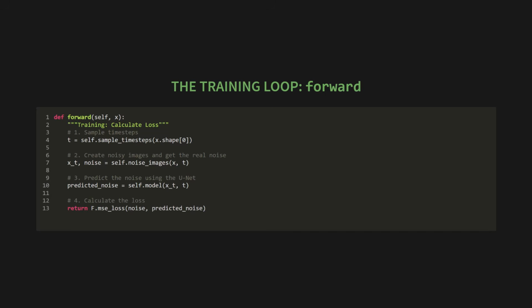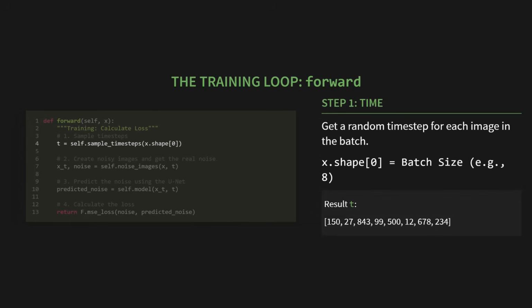Okay, let's look at those 4 magical lines. This is the forward method, the heart of our training. Here's the entire thing. Def forward, self, x. 4 simple lines. Let's break it down, one by one. Step 1, time. The first line is t equals self.sample time steps of x.shape at index 0. All that's doing is calling our helper function to get a random time step for each image in the batch. Remember, x.shape at index 0 is just the batch size. So if we have 8 images, t will be a little list of 8 random numbers, like 150, 27, 843, and so on.